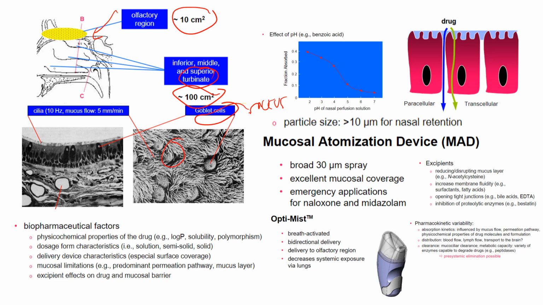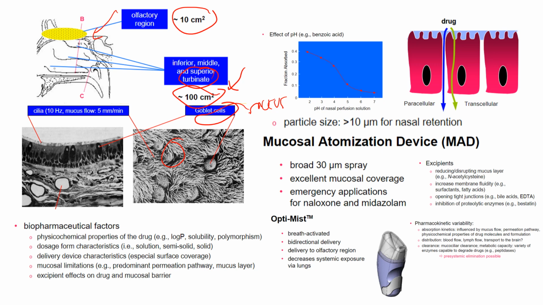These can also be goblet cells, but these cilia will push the mucus outward through the nose to expel it. And these can also be used for some drug absorption as well because they do increase the surface area of the nose. You might have been thinking before, how can this have 100 square centimeters when the nostril is so small? This is how. It's those cilia that would contribute that.